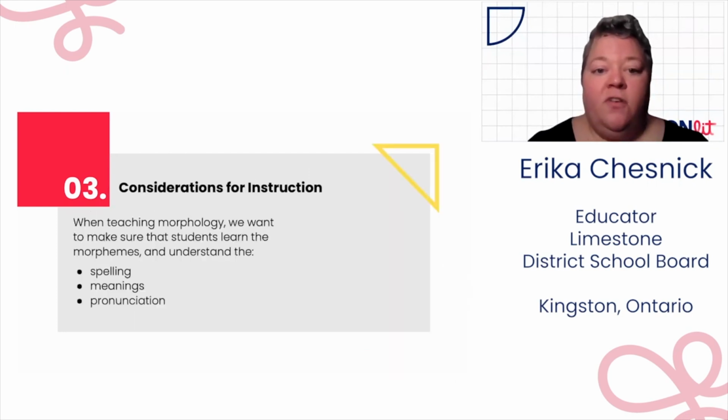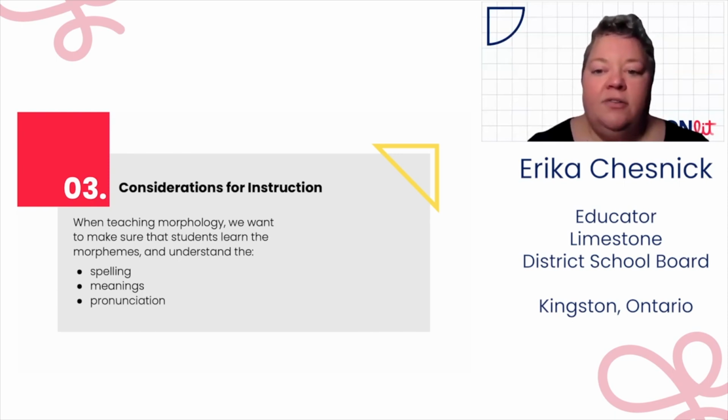When teaching morphology, we want to make sure that students learn the morphemes and understand three main parts: the correct spelling, the meaning of the morpheme, and the pronunciation. It is especially important for students to understand how to properly pronounce the morphemes when they come across them in a word. We've already talked about the morpheme ed and why it is important for students to understand that even though the ed suffix can sound like a t, d, or id, its spelling stays consistent as ed.